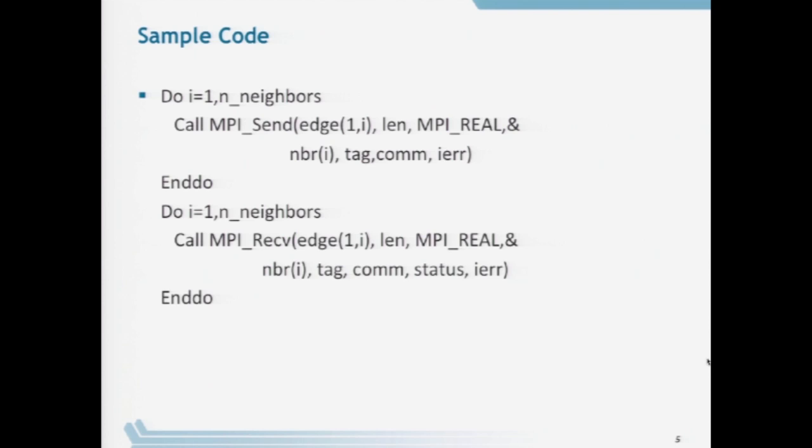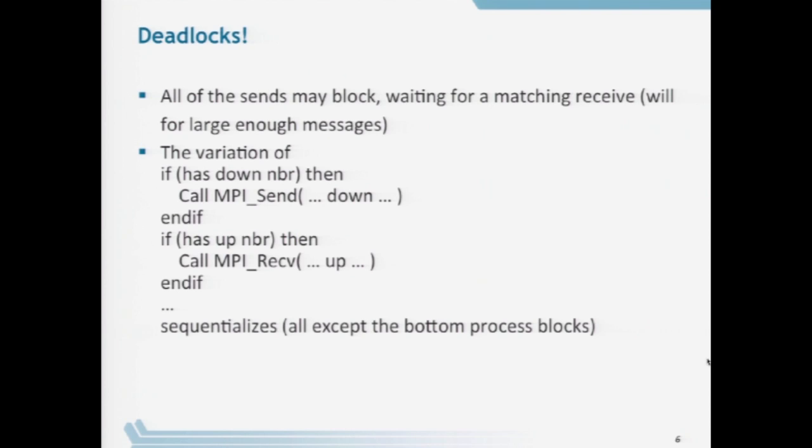They understood that. Well, there are some variations. For example, I can do, if it has a down neighbor, I'll send. If it has an up neighbor, I will do a receive. This no longer deadlocks, but it has another problem. It sequentializes. So the code is correct, the code runs, the code is not parallel, at least in the communication. So this is another aspect of the code works, but in some sense fails, because one of the things that you want to be achieving with parallelism is more performance.